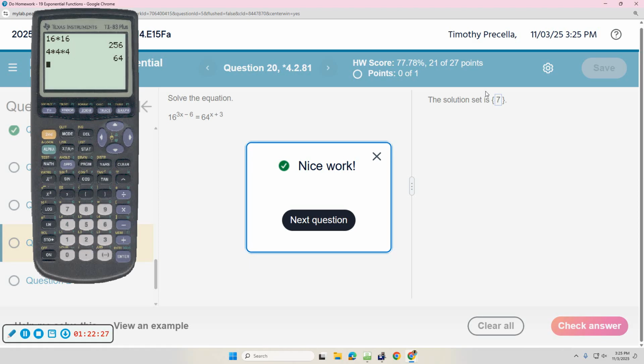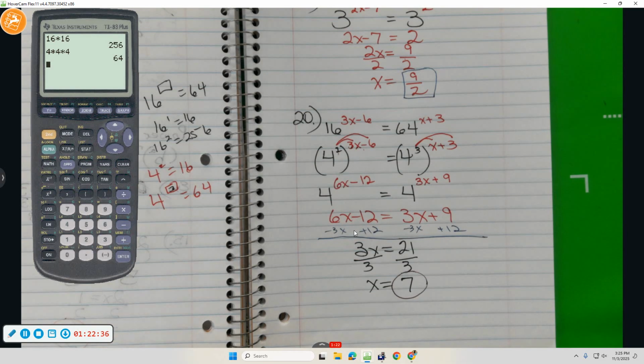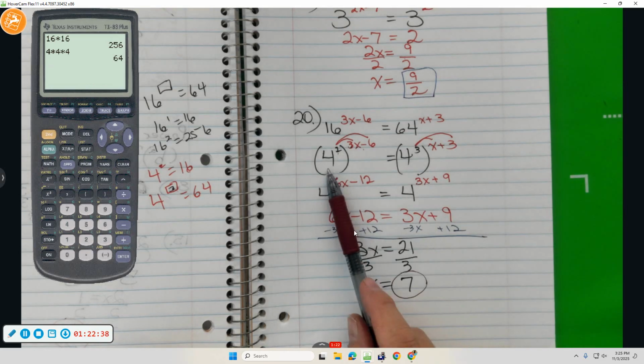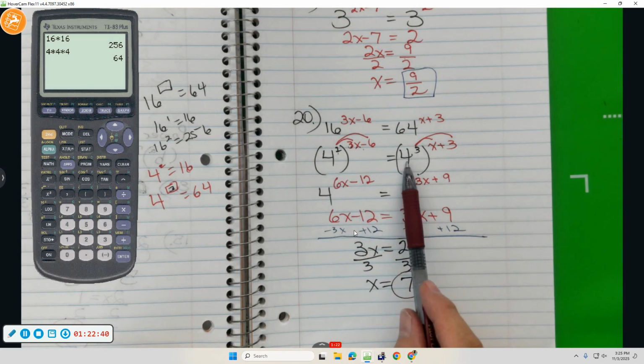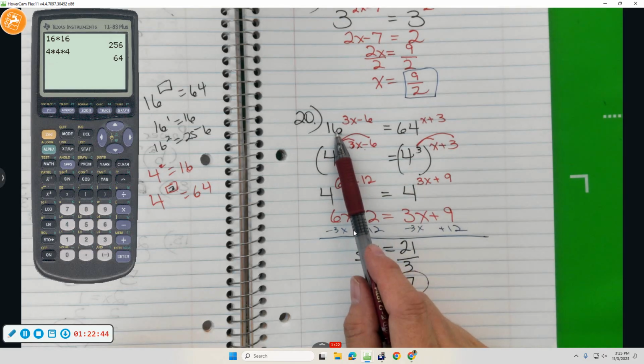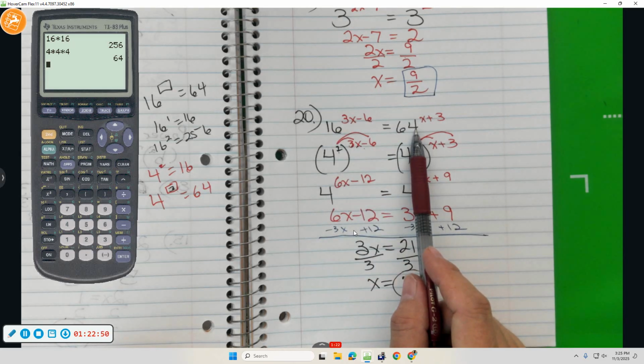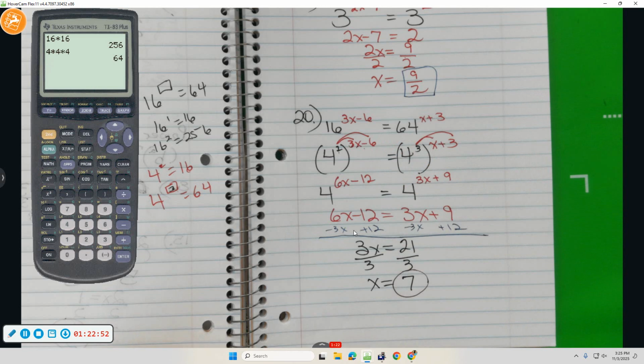Sometimes you have to change the base on both sides. You have to change the base on both sides sometimes. A common mistake, I think, is for people to use 16 to the 4th power, because 16 times 4 gives you 64. That's a common mistake.